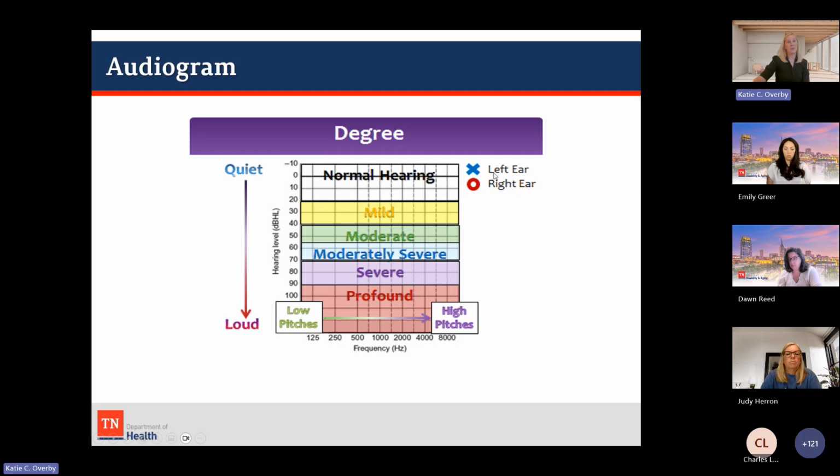On an audiogram, you're going to see the left ear represented with blue, and you're going to see the right ear represented with red. And the best way that I can tell you this is red, right, round. If you see red, round circles, we're talking about the right ear.